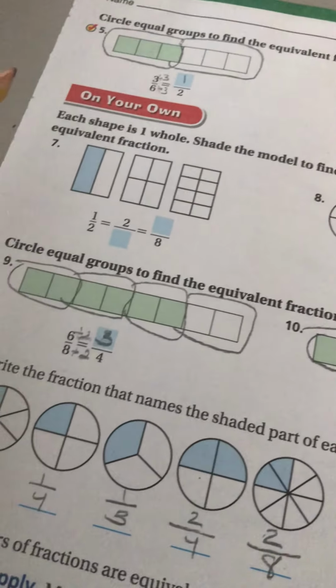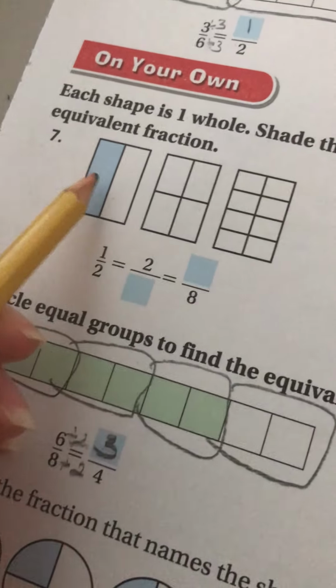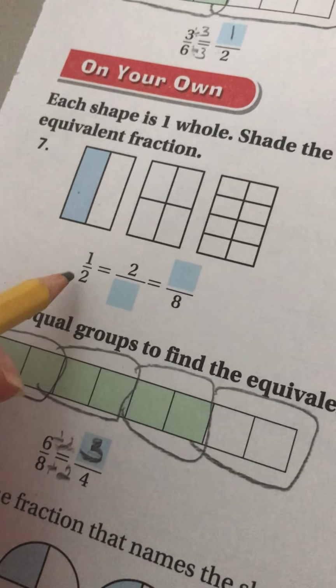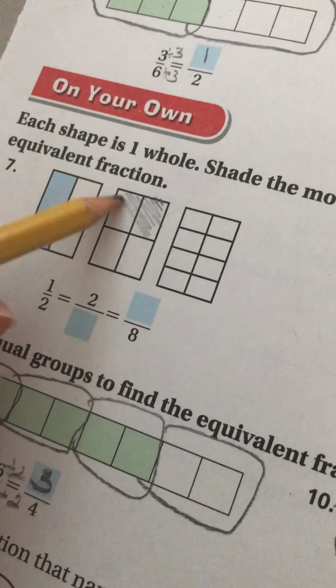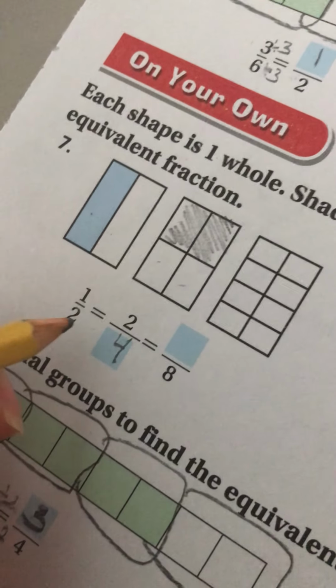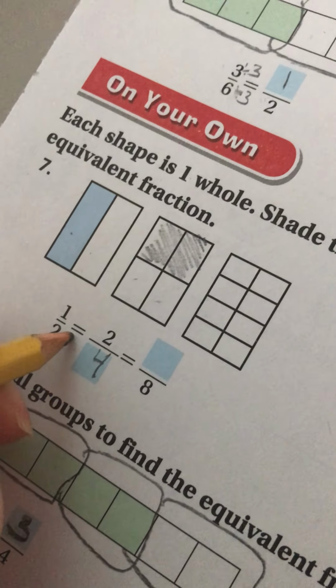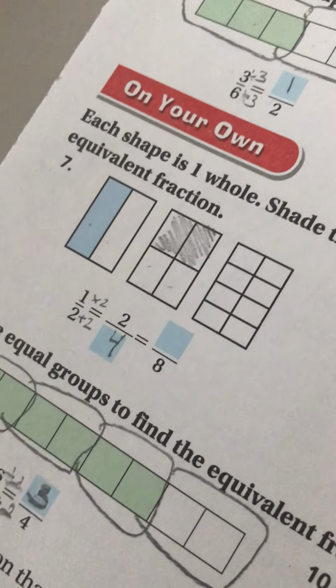Number 7, each shape is a whole. Shade the model to find the equivalent fraction. So we have 1/2 here, right? Half of this shape. Now an equivalent fraction would be 2 out of 4. Let's shade in 2. 2/4. Again, I want you to get used to this. The quick trick, 2 times 2 is 4, 1 times 2 is 2. It's a good way to check that you did it right as well.